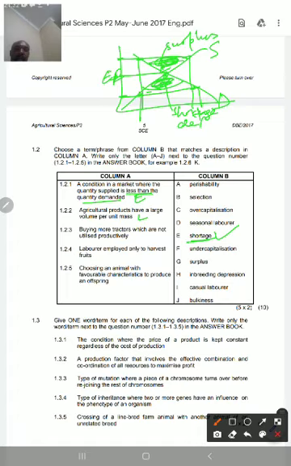Here, the correct answer: agric products have a large volume per unit mass. What would you choose to sell, cabbages or a watch? Definitely, cabbages are very bulky, so it means it's referring to J. Sorry about that. It's referring to J, and this one to E.